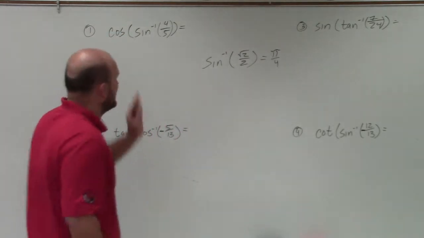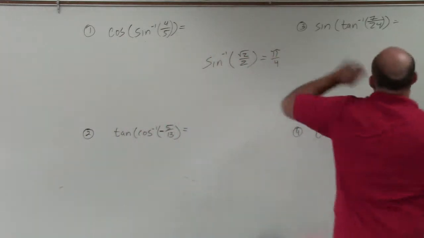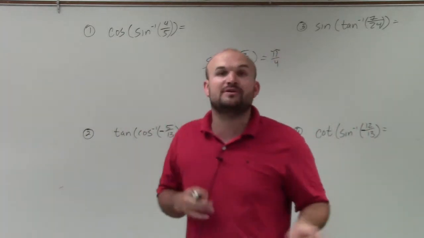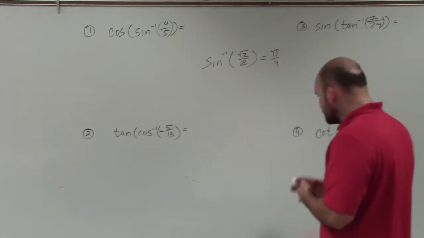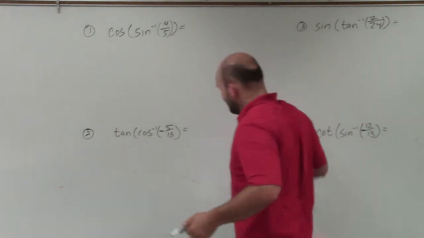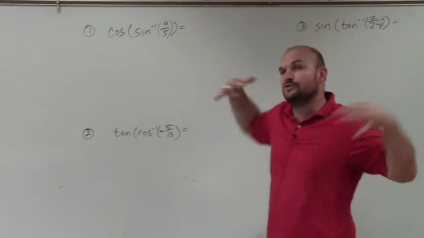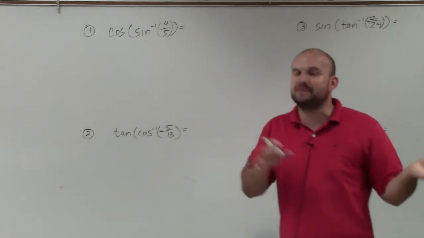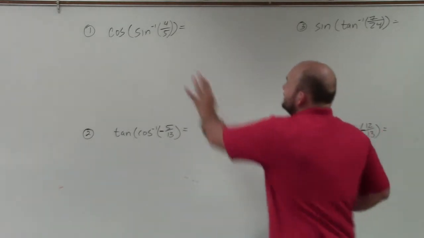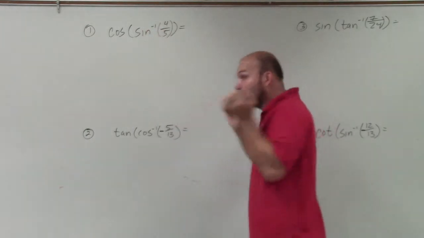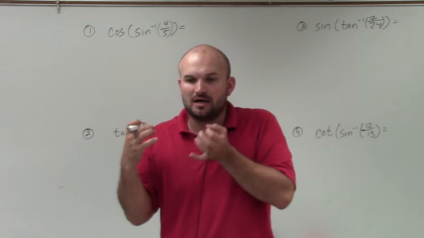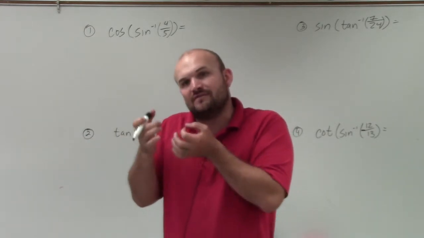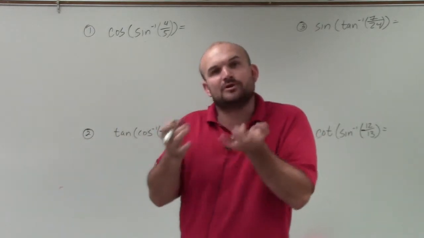Whenever we're dealing with the inverse, we cannot forget the ranges of our three functions of sine, cosine, and tangent. So basically, I'm going to do the first one kind of slow, and then I'll speed up the other ones. The sine inverse of 4 over 5 really represents an angle, right? Because when we take the trigonometric inverse of a value, that's going to produce an angle.